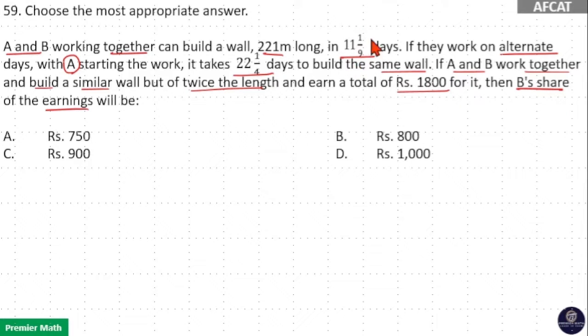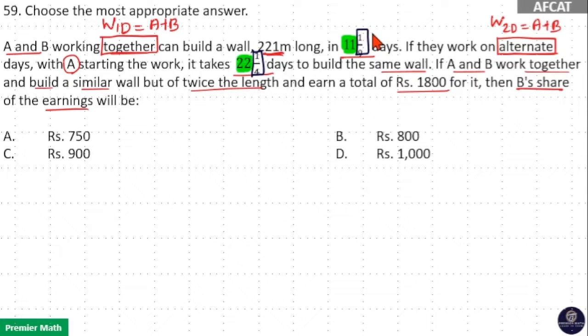Here, work completed in 11 and 1 by 9 days is equal to work completed in 22 and 1 by 4 days because in both the cases, work is 221 meter. Now, when A and B work together, work completed in 1 day is equal to A plus B. But when A and B work alternately, work completed in 2 days is equal to A plus B. So, 22 days work is equal to 11 days work. That means the remaining is 1 by 9 days work and 1 by 4th day work.